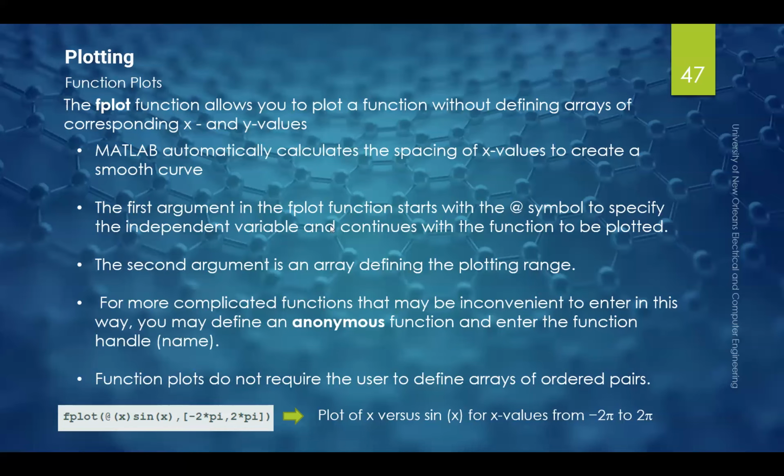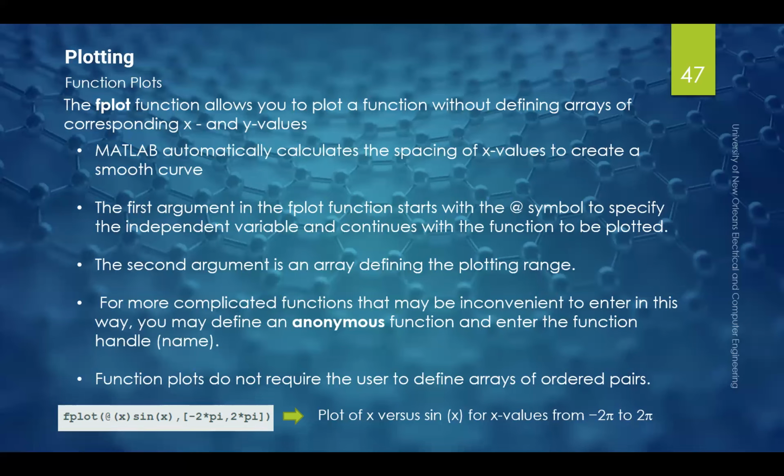The first argument in the fplot function starts with the @ symbol, to specify the independent variable, and then continues with the function that's going to be plotted. The second argument is an array that's going to define the range of the plot. For more complicated functions that may be inconvenient to enter in this way, you may want to use the anonymous function and instead enter the function handle or the function name as we did previously.